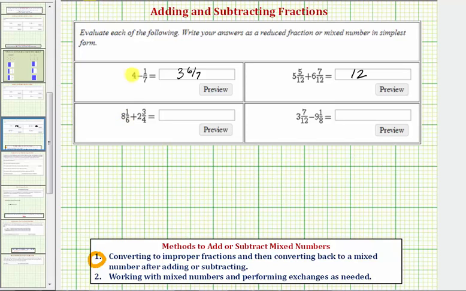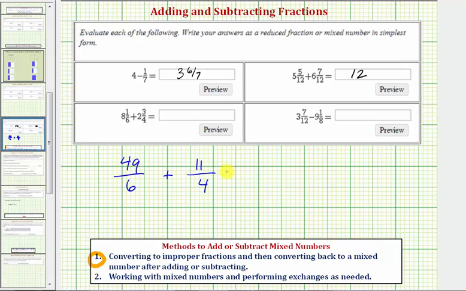Next we have 8 and 1/6 plus 2 and 3/4. So here we do not have a common denominator. The first fraction has a denominator of 6. The second fraction has a denominator of 4. And now we'll convert to improper fractions. So for the first fraction, the numerator is 6 times 8 plus 1, that's 49. For the second fraction, the numerator is 4 times 2 plus 3, which is 11.